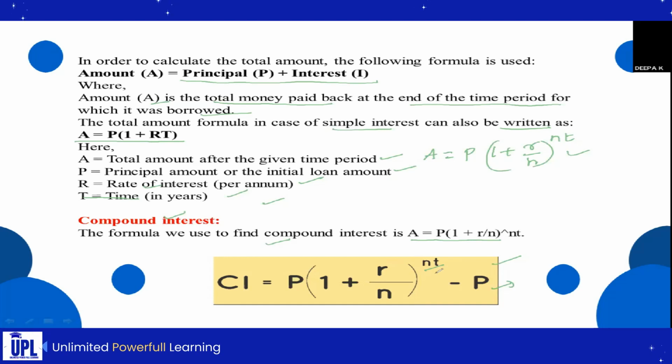So to find out the compound interest, the formula is: compound interest is equal to P into (1 plus R divided by 100) power T. This is a formula to find out the compound interest. So these are all about simple interest and compound interest.